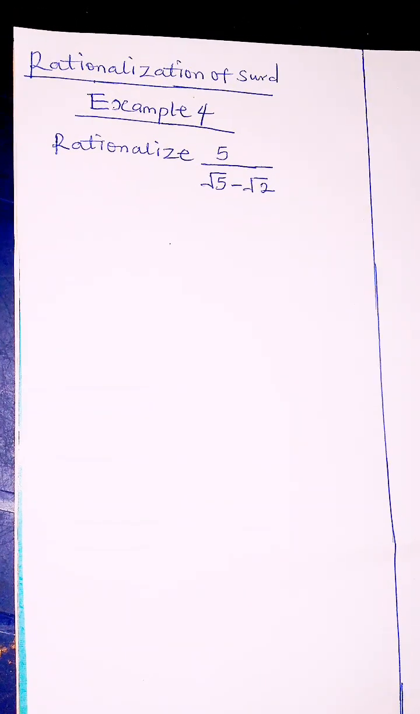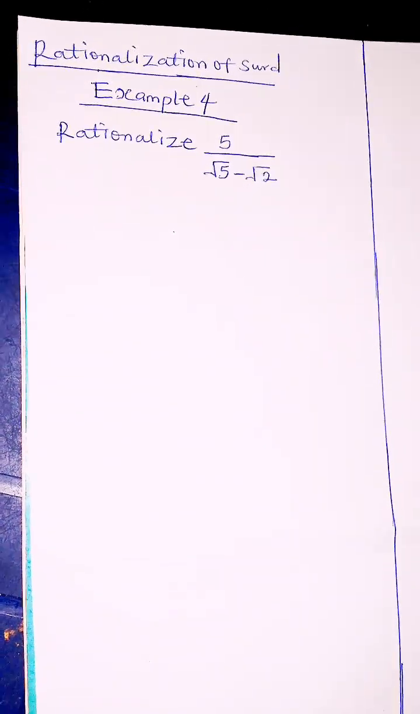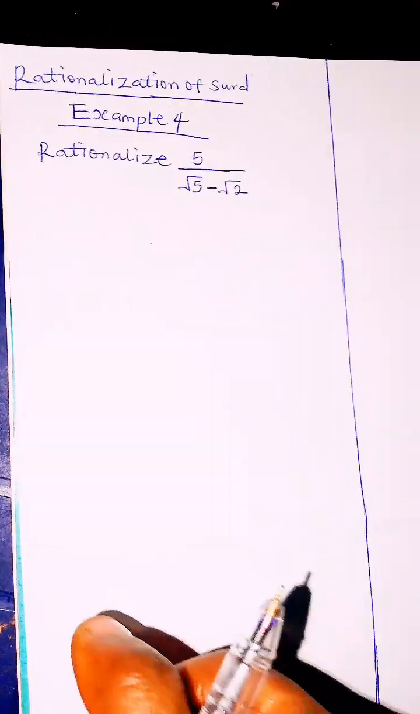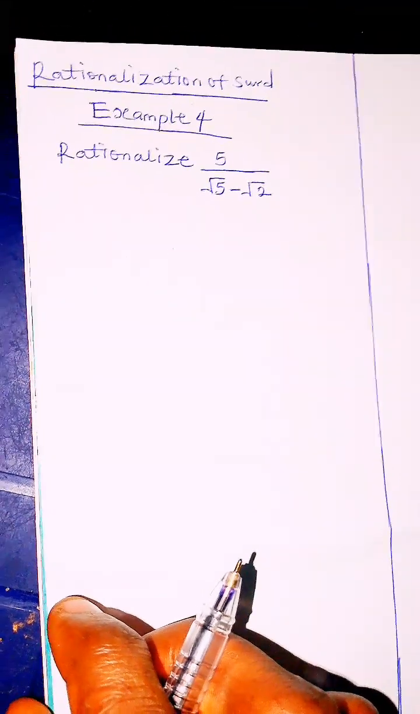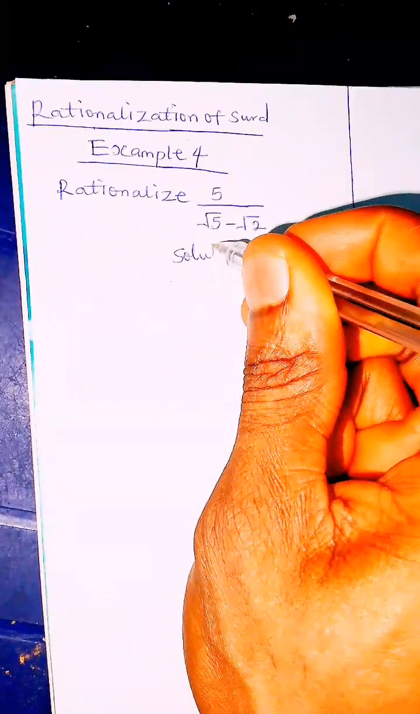In today's video, we are going to take the last example on rationalization of surds. We have a question before us. We are asked to rationalize 5 divided by root 5 minus root 2. To solve this is very easy. Let's take a solution.